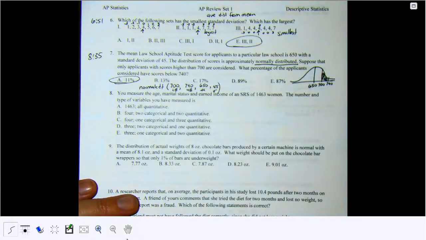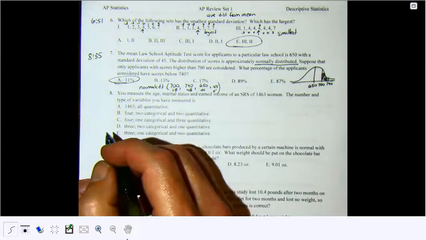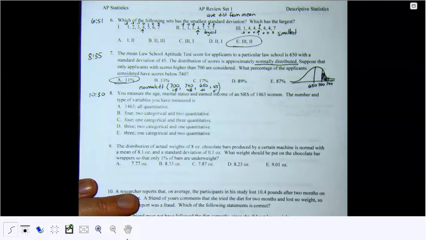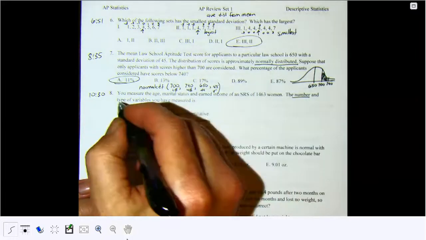Okay, number 8 is checking in at 10:30. You measure the age and marital status and earned income of a simple random sample of 1,463 women. The number and type of variables you measure is... All right, so we need the number and type of variables.